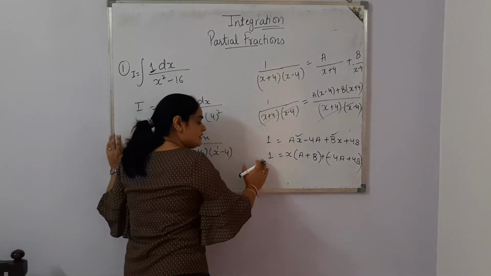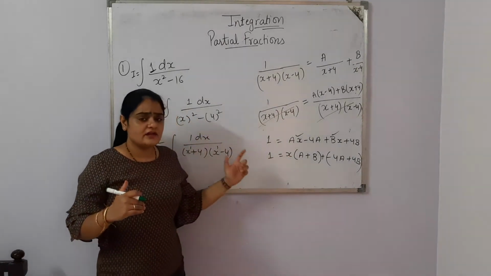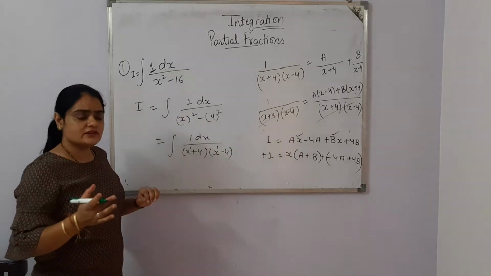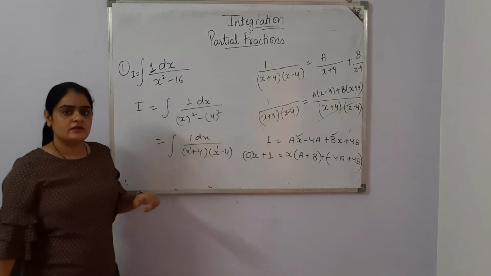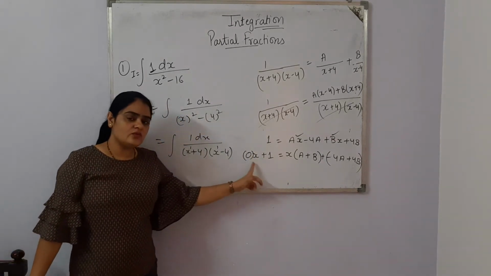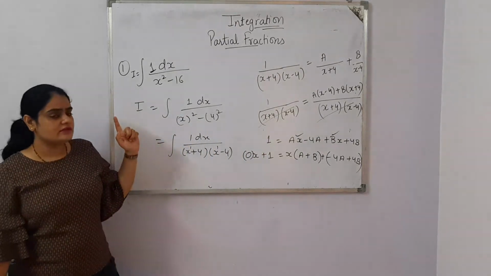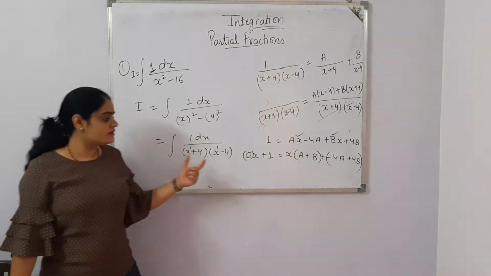So now we'll compare the coefficients. How can we compare the coefficient? Here there is no coefficient of x. So can we write 0 into x? 0 into x, again it is 0. 1 plus 0 is equals to 1. Why we are doing this thing? Because we just now need to compare the coefficients.